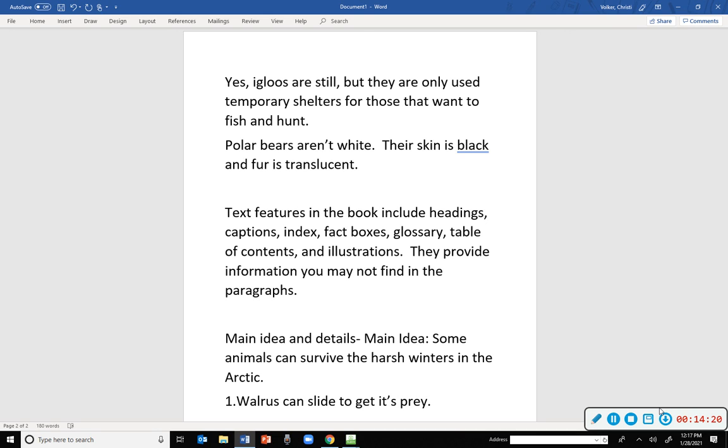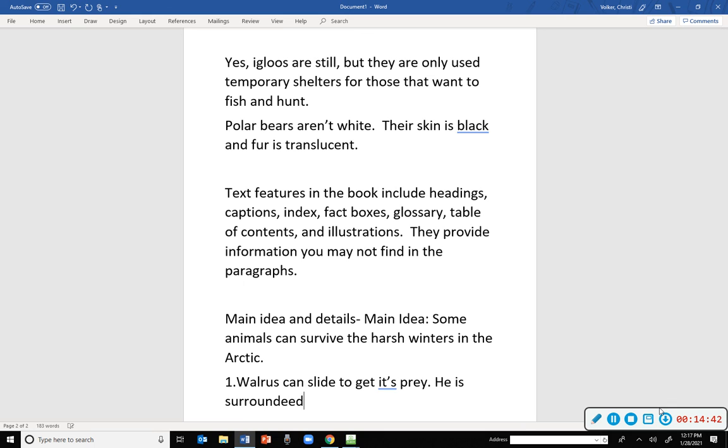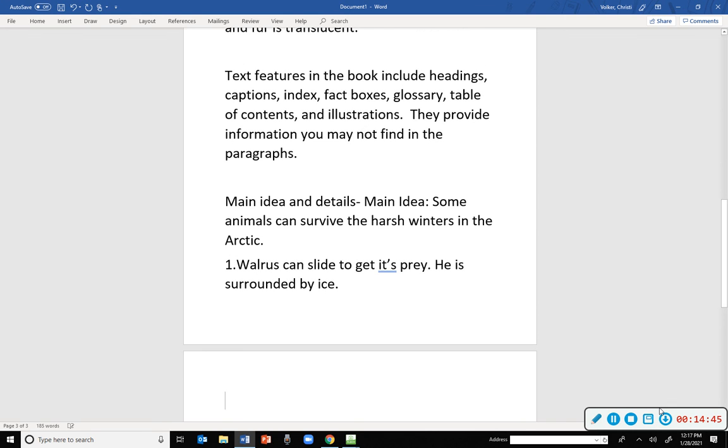Well, what is a walrus going to be surrounded by? Ice. There you go. So the ice is going to help him slide in the harsh winters. Okay, right, Allie? Okay. Can y'all think of 2 more details? Animals surviving the harsh winters. Allie? They have food to keep them warm.